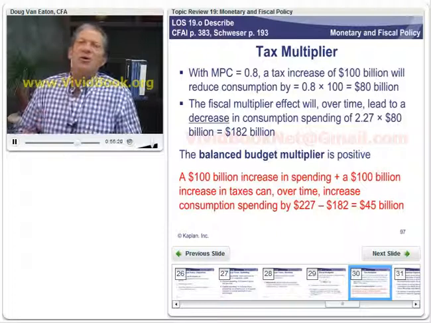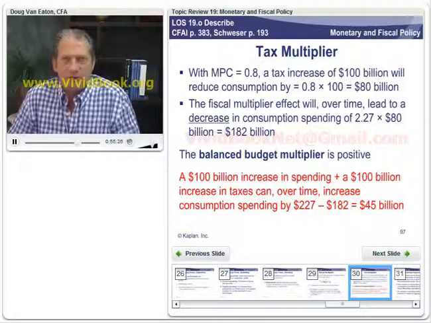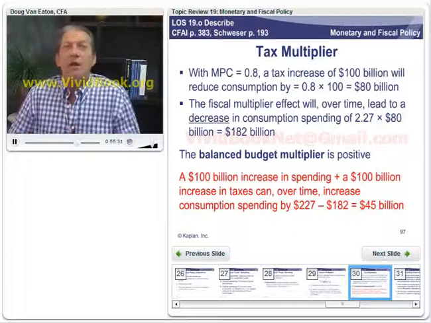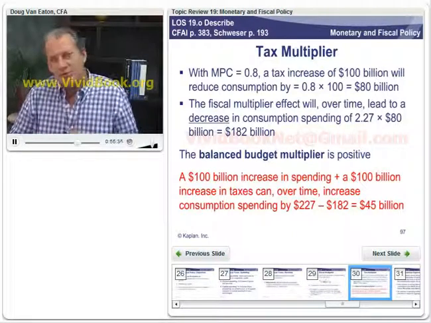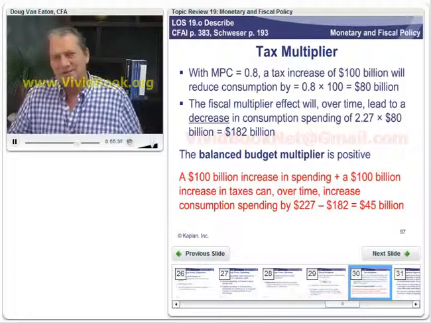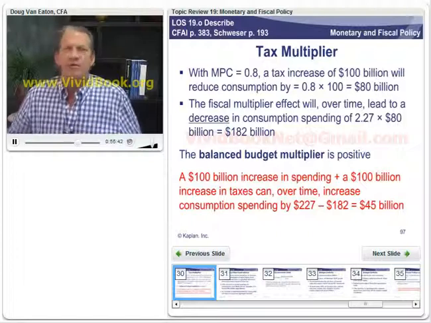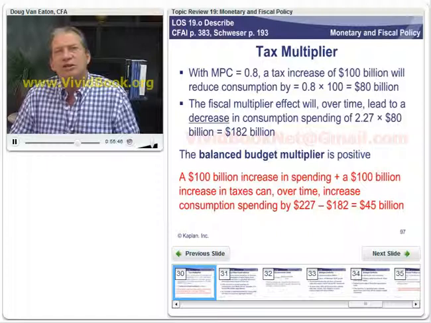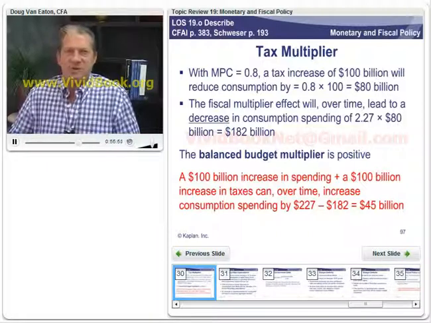Now, if we increased taxes of $100 billion, that would reduce consumption by 80% of that, because our marginal propensity to consume, we said, was 0.8. So if we take $100 billion more in taxes, this reduces consumption by 80 billion. And then over time, we get this similar multiplier effect, which leads to a decrease in consumption spending of 182 billion. Okay.